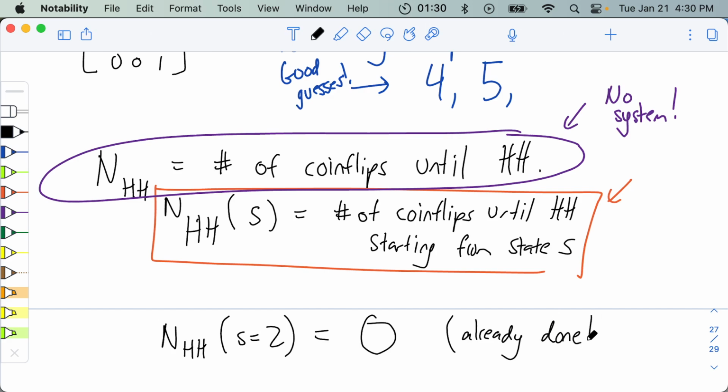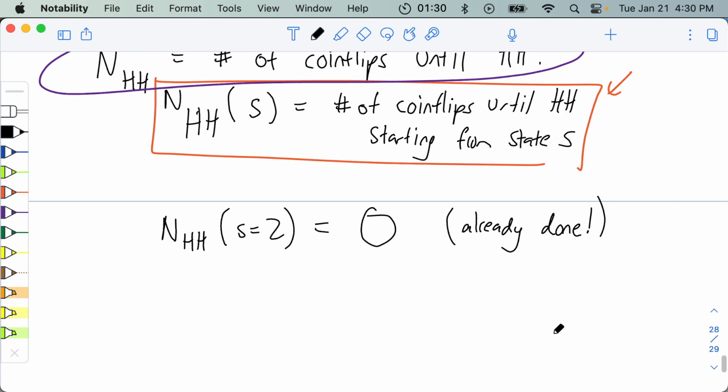So if you're watching this sequence of coin flips evolve, and you've already flipped heads heads, how many more coin flips do you need? You need 0 more. It's very reasonable to have this one. So that's very nice. That leaves us with 2 things that we have to figure out: N_{HH} when s equals 1, and N_{HH} when s equals 0.